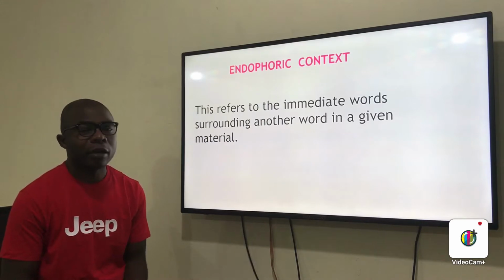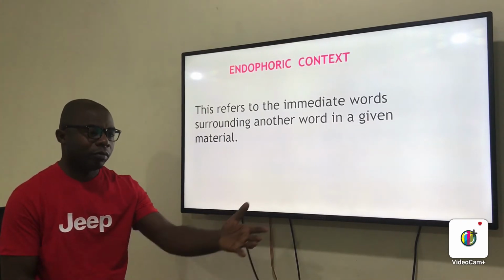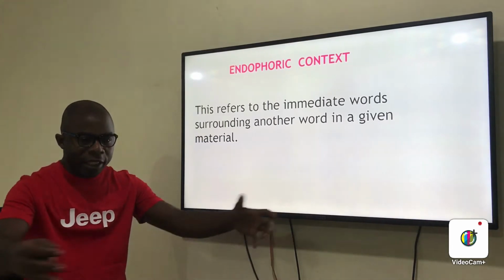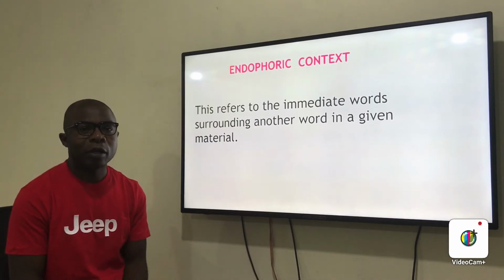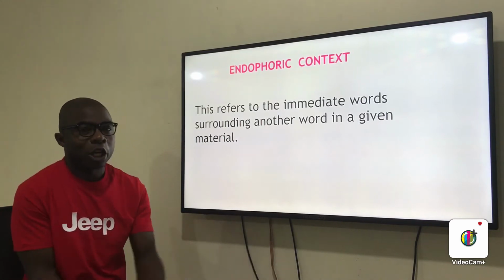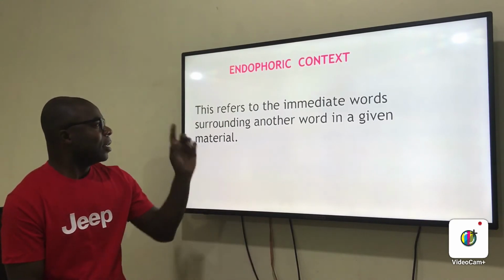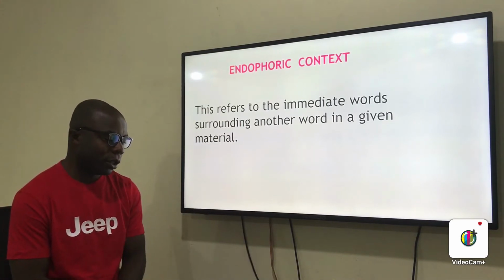So if you take a classroom, for example, it contains a whiteboard, chairs and tables, and likely a projector. All these are found in the classroom. So if you take a chair, for example, endophorically, a table is in the same context with the chair. So by that illustration, we are seeing that the immediate word surrounding another word in a given material is the word's endophoric context.